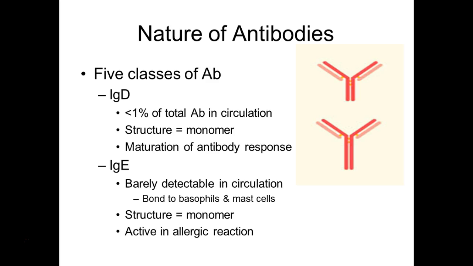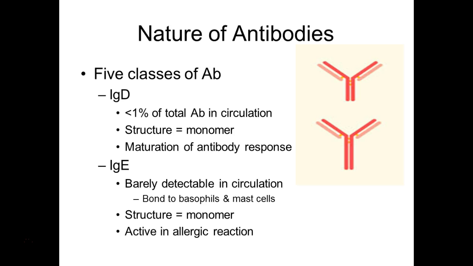IgD is very little in circulation. It's very rare. It's found in the monomer form, and it's really only seen in mature antibody response, so when the response is long-lived. But as I said, new recent studies indicate, too, that it is actually present on the surface of the B cell as a B cell receptor, along with class IgM.